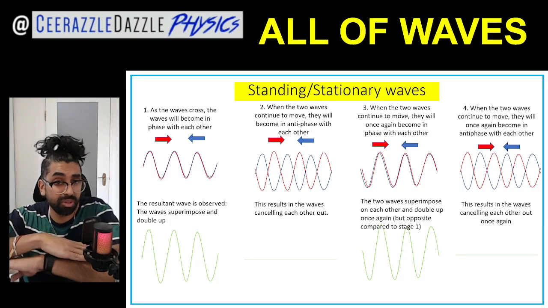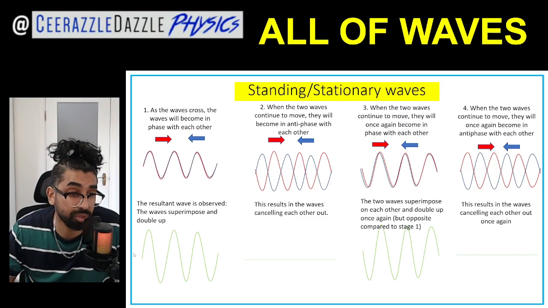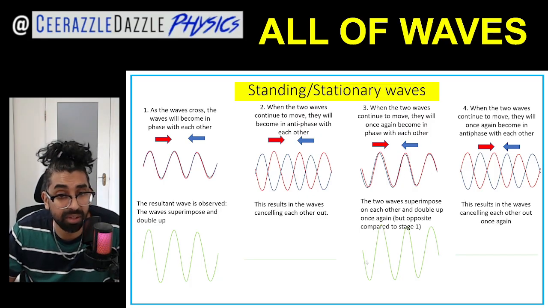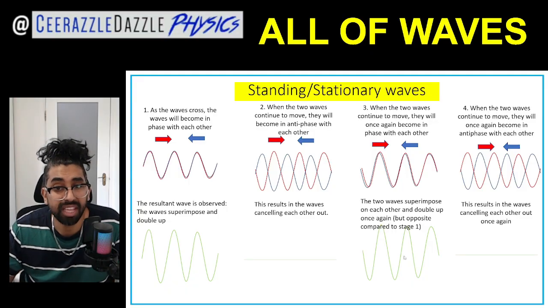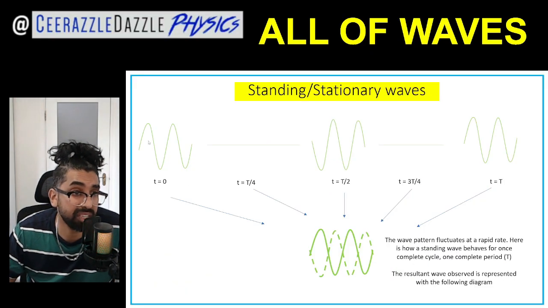And then it continues to move again. We can see that, yes, it will be the reverse of the original, going down instead, but double the amplitude. And then it keeps on going on this cycle. So it goes to doubling up, cancelling out, doubling up in the opposite direction, then cancelling out over here. So overall, you end up seeing wonderful patterns like this. So this is all of them.